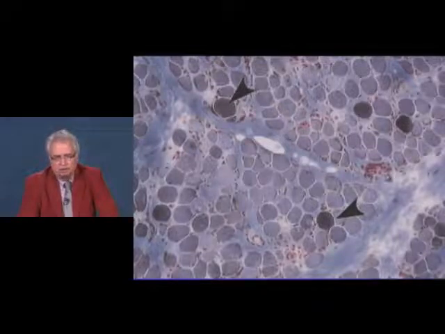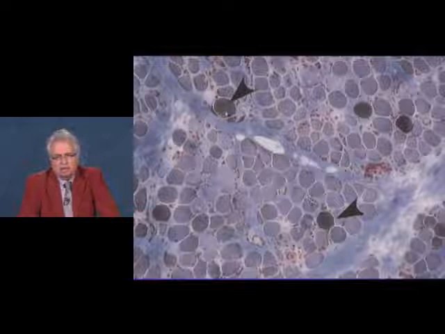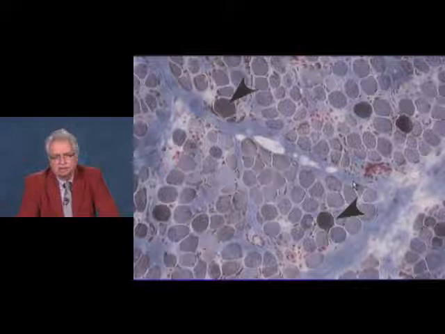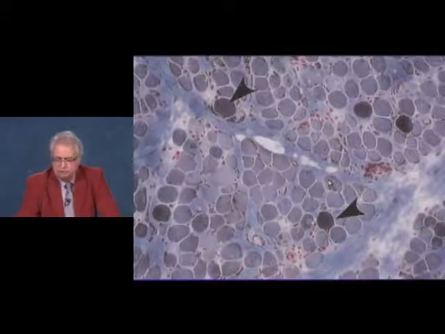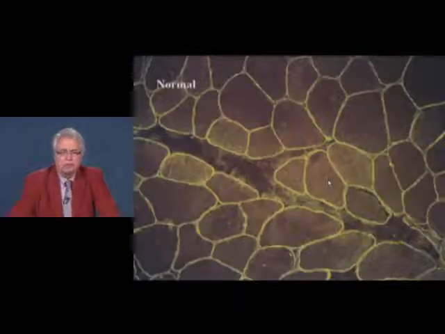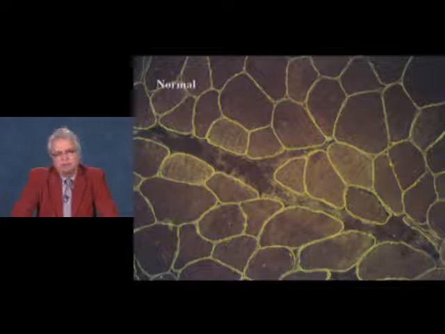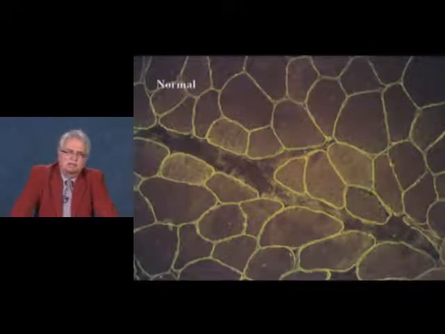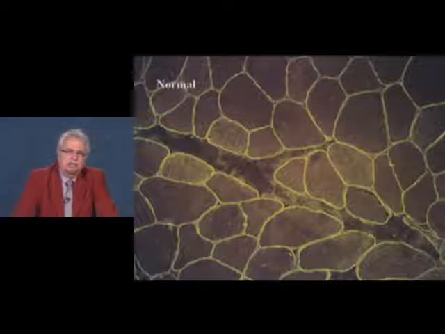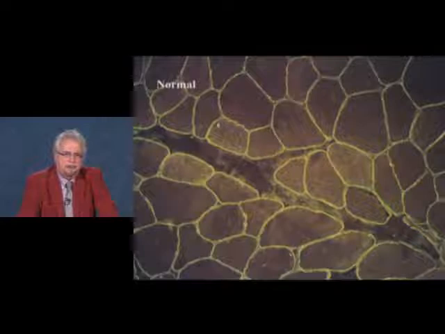You have inflammatory cells, fibers that seem to be what we call opaque fibers or hypercontracted, as well as degeneration and regeneration of the muscle fibers. Now, this is a normal muscle biopsy stained with anti-dystrophin antibodies, and you see that you have a nice staining of the muscle fiber membrane in somebody who is normal.